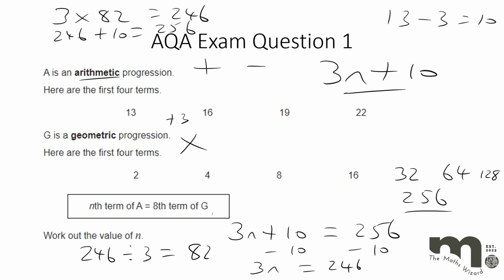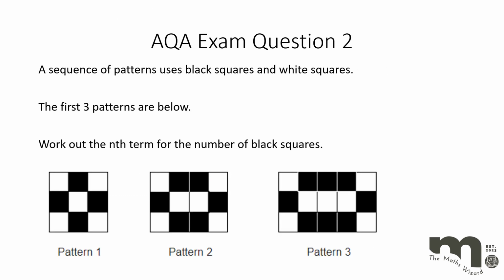Okay, let's look at one final question then. We've got a pattern, and this is something they sometimes do in exams. Rather than just giving you numbers, they give you little patterns either with sticks or with blocks, lots of different things. So we want to do the nth term just for the number of black squares on this one. So pause your video and have a go.